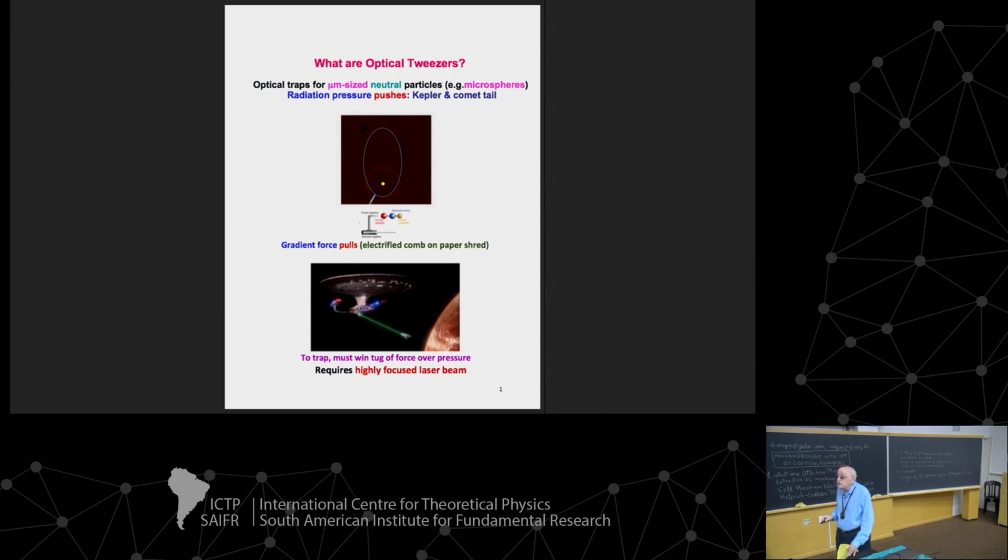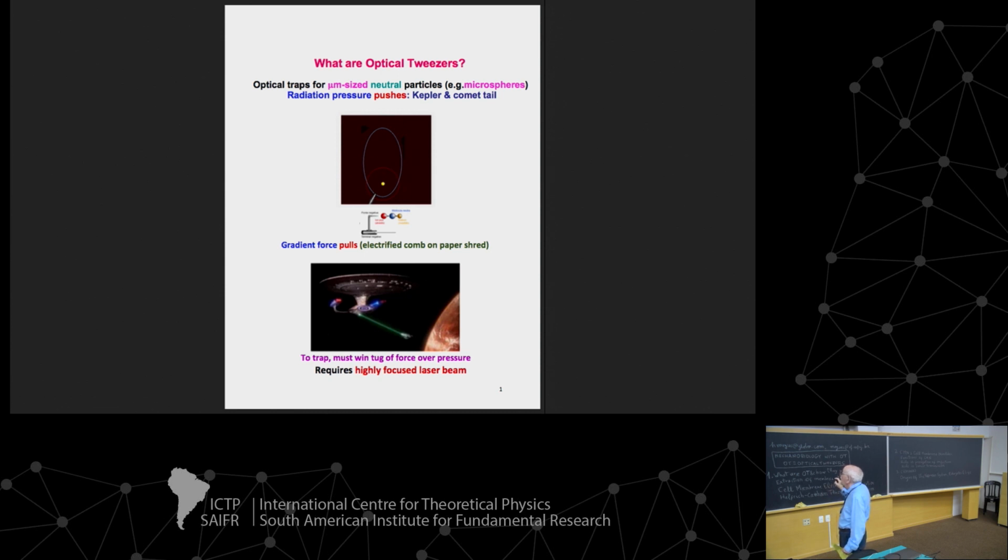And as with the transmission of energy, the stronger the focus, the stronger the gradient force, and the more strongly can it pull particles. Okay? Well, that's the tug of force that I describe here. And for that to be strong, you require a highly focused laser beam.